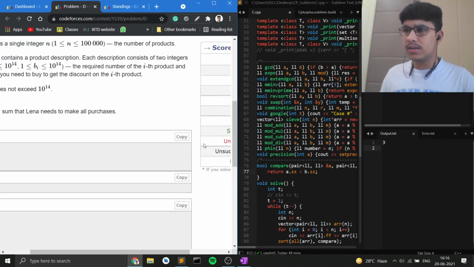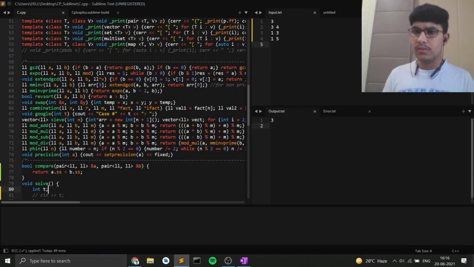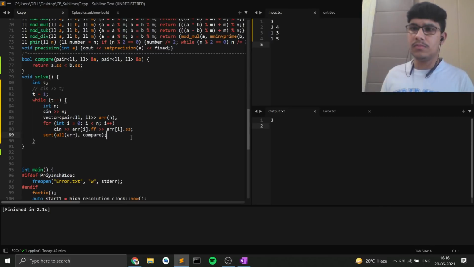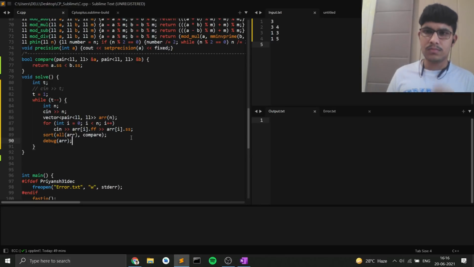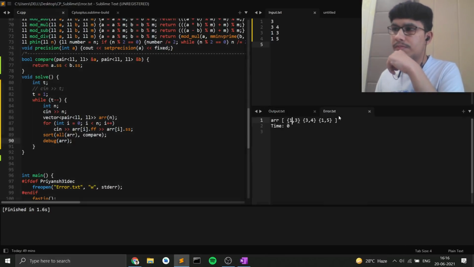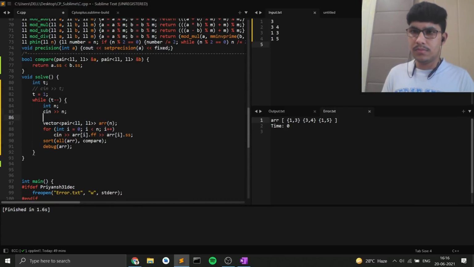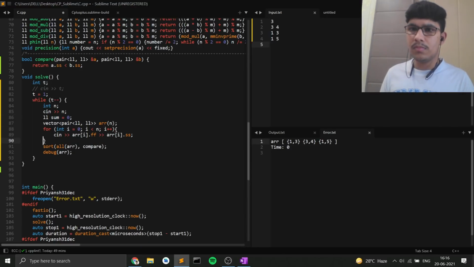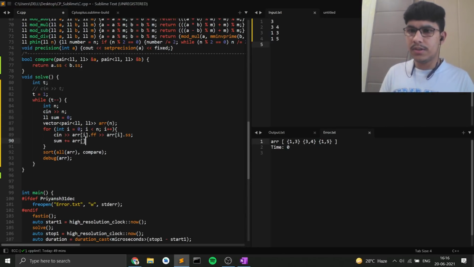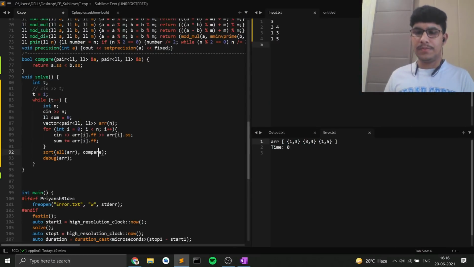So the thing is that they've only provided 2 test cases here. Right, and I need to take in the sum as well. And then sum equals 0 and plus equals to arr[i].ff, right? Cool.